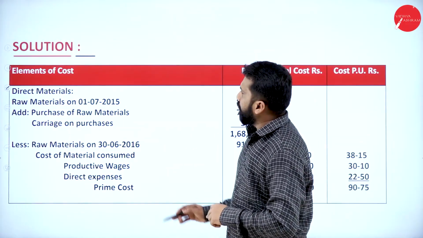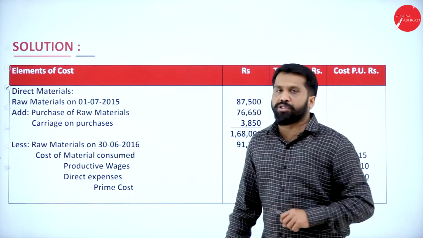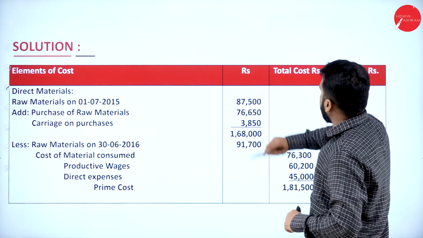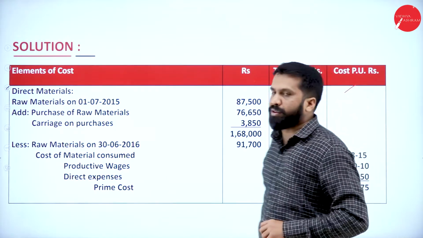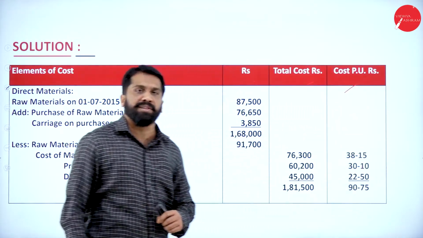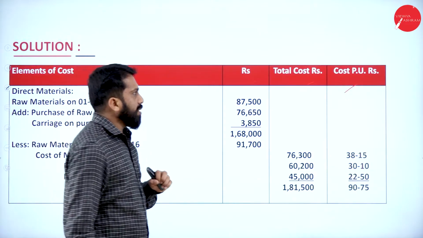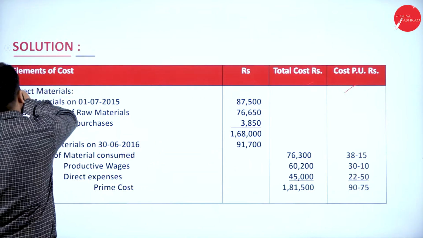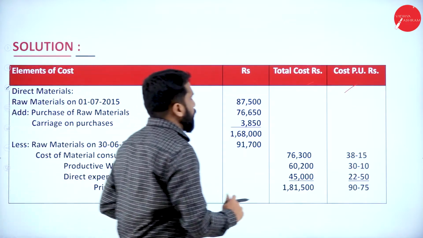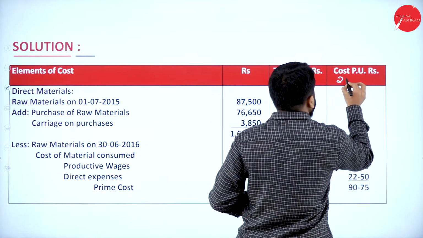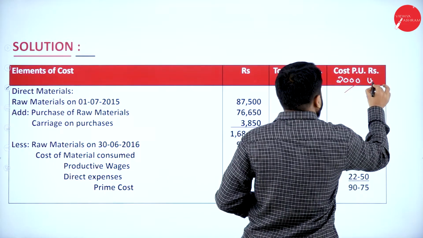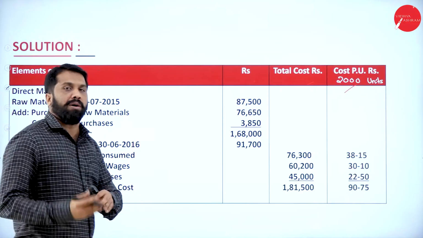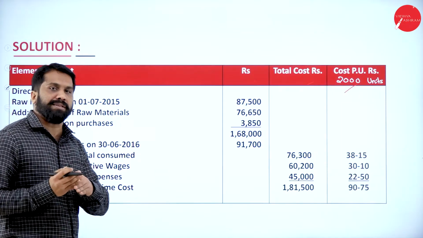Now, we'll come to this. This is your solution part. As I told you, you have the element of cost, the rupees, the total cost, and the last column is cost per unit. As I told you, what is the number of units you have? We have to mention that number of units. Your number of units as per this is 2000 units. How many units do we have? 2000. All the calculation goes along with 2000.